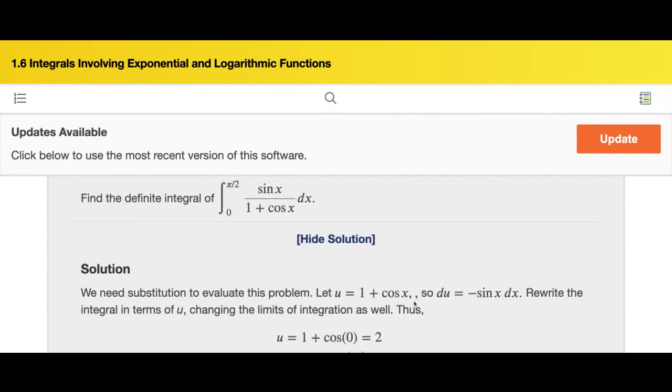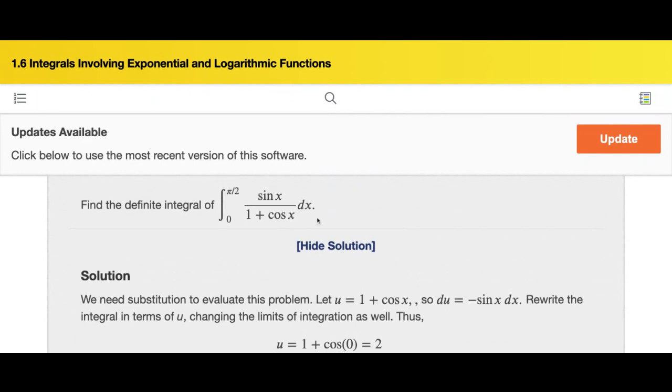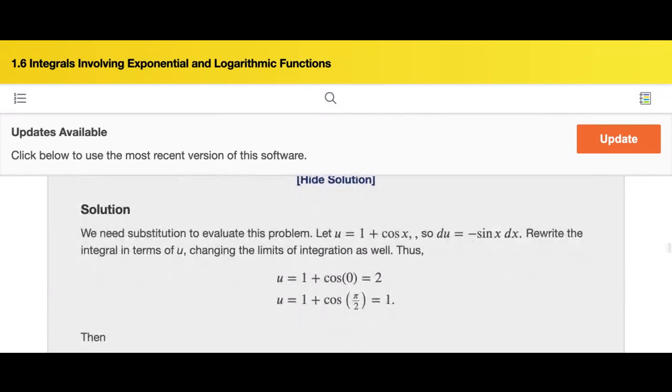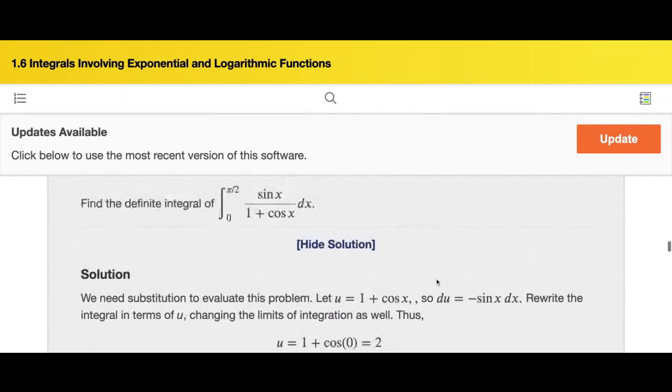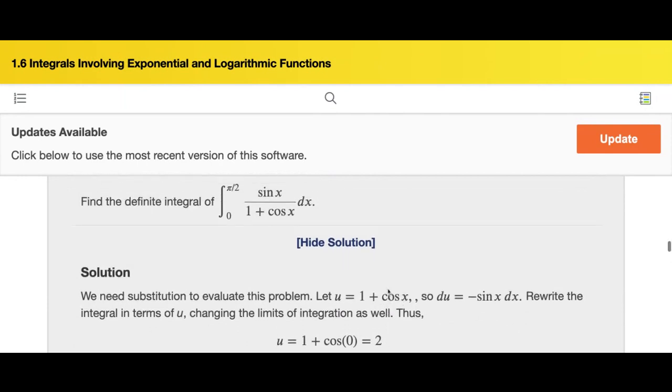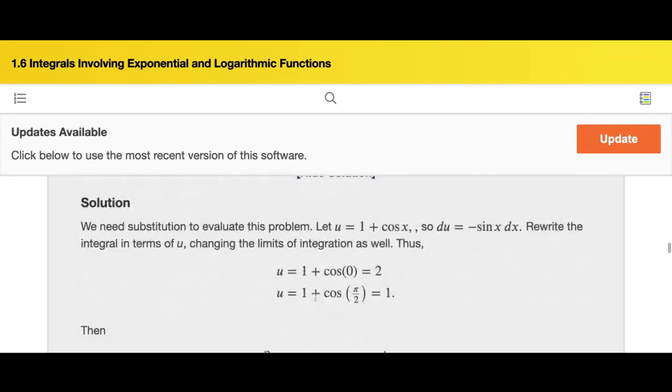So let u be 1 plus cosine x, then du equals negative sine x dx. Bingo, we have sine x dx as a numerator. We just don't have this minus sign. So that means sine x dx equals minus du. And we substitute. Well, we can change the limit. So u of 0, when x equals 0, is 1 plus cosine 0, which is 1 plus 1, which is 2. u of pi over 2 is 1 plus cosine pi over 2. Cosine pi over 2 is 0, so u equals 1.